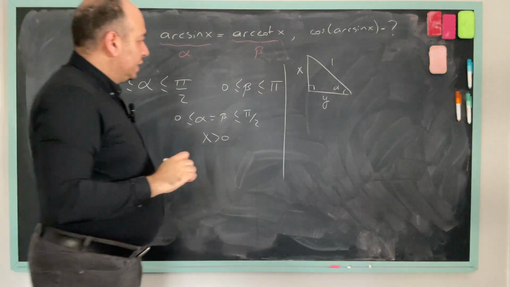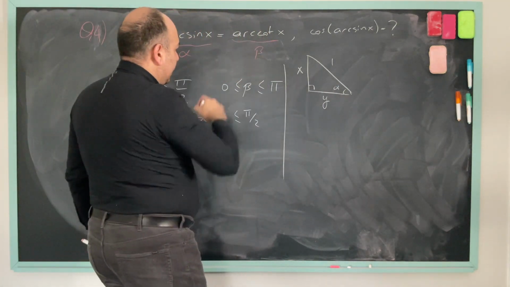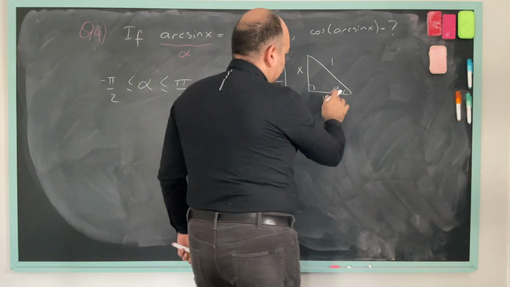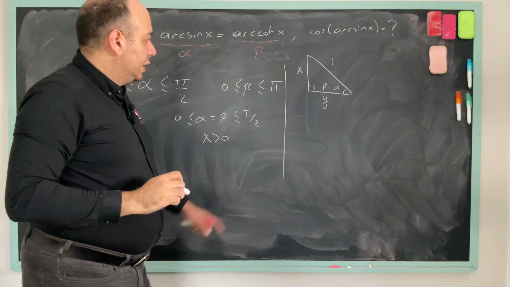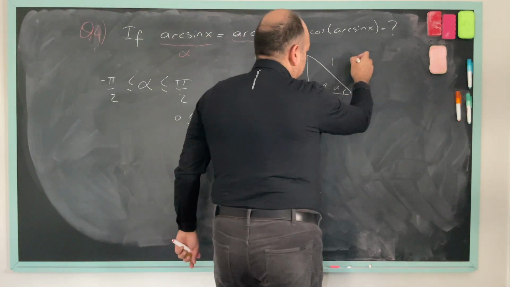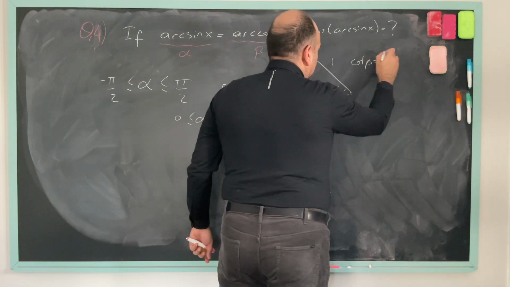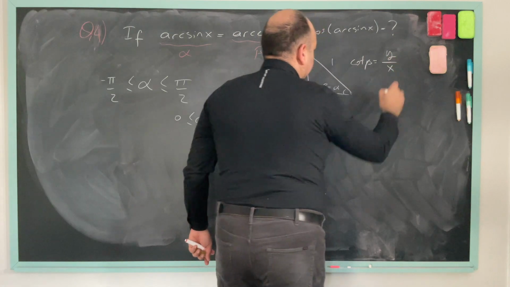Okay. So what is cotangent beta? It's also equal to x, right? And this is equal to beta. Alpha is equal to beta. So cotangent beta is simply equal to y over x.